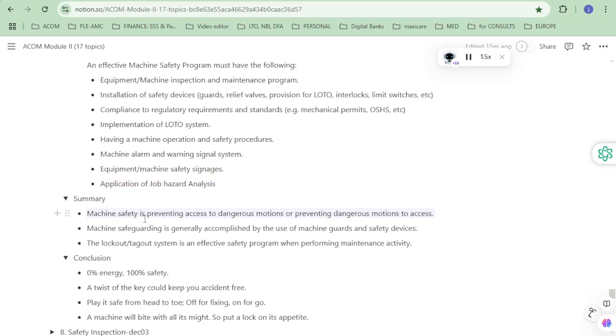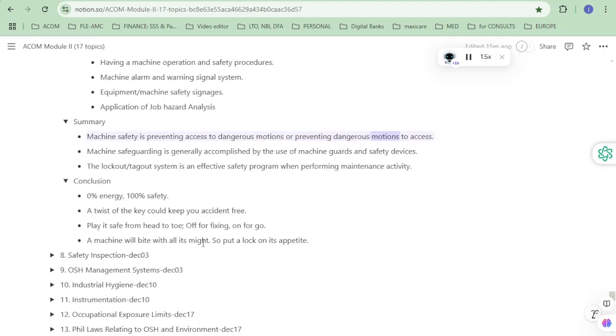Summary. Machine safety is preventing access to dangerous motions or preventing dangerous motions to access. Machine safeguarding is generally accomplished by the use of machine guards and safety devices. The lockout/tagout system is an effective safety program when performing maintenance activity. Conclusion. 0% energy, 100% safety.